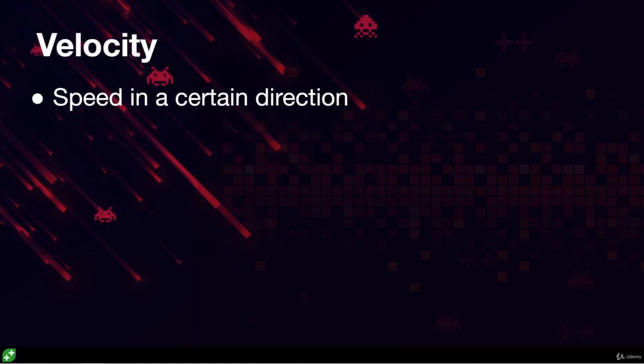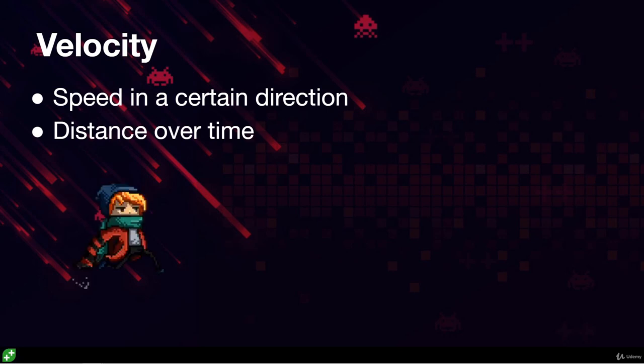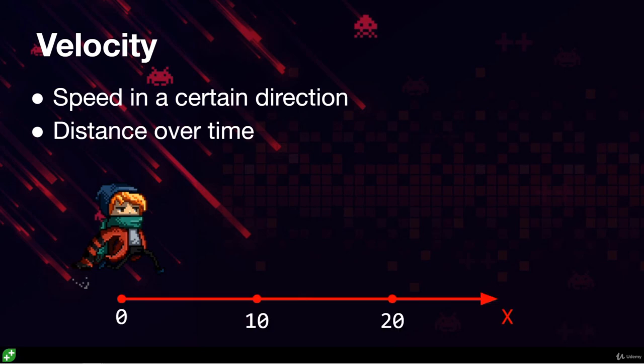Well, velocity technically is speed in a certain direction. Now when we talk about speed, we're talking about distance over time. So here we have a dashing young lad by the name of Scarfy. And Scarfy wants to move to the right on the screen. Now from left to right, this is the X direction. Now, at the beginning of time, Scarfy has an x position of 0.